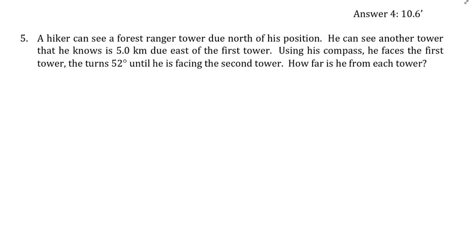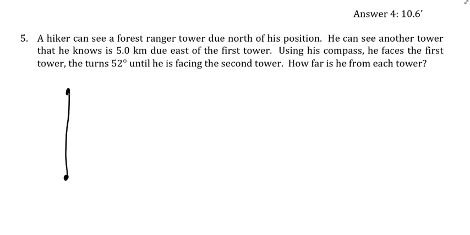So a hiker can see a tower due north of his position. Now, which direction you call north, east, southwest, I don't care too much about that. So if you did that wrong, like if you got east and west mixed up, you wouldn't lose marks. Okay? But you do need to be able to think about those relationships to some extent. So there is a tower that is directly north of him. So that's the first tower.